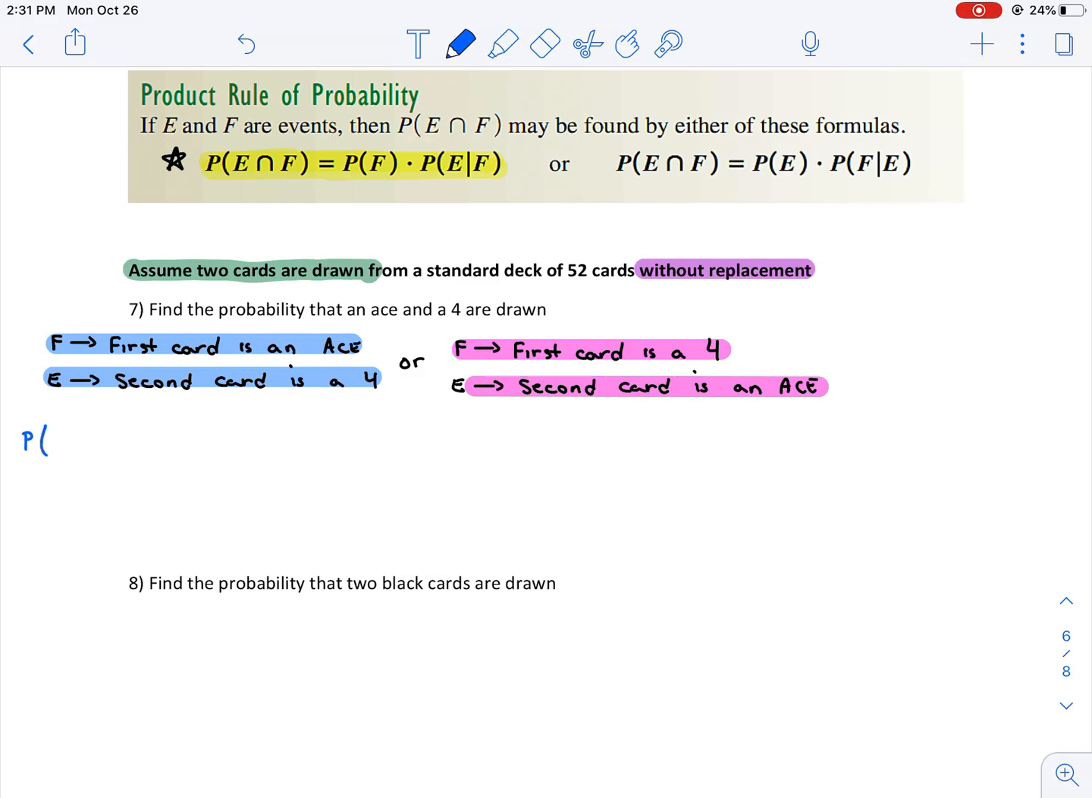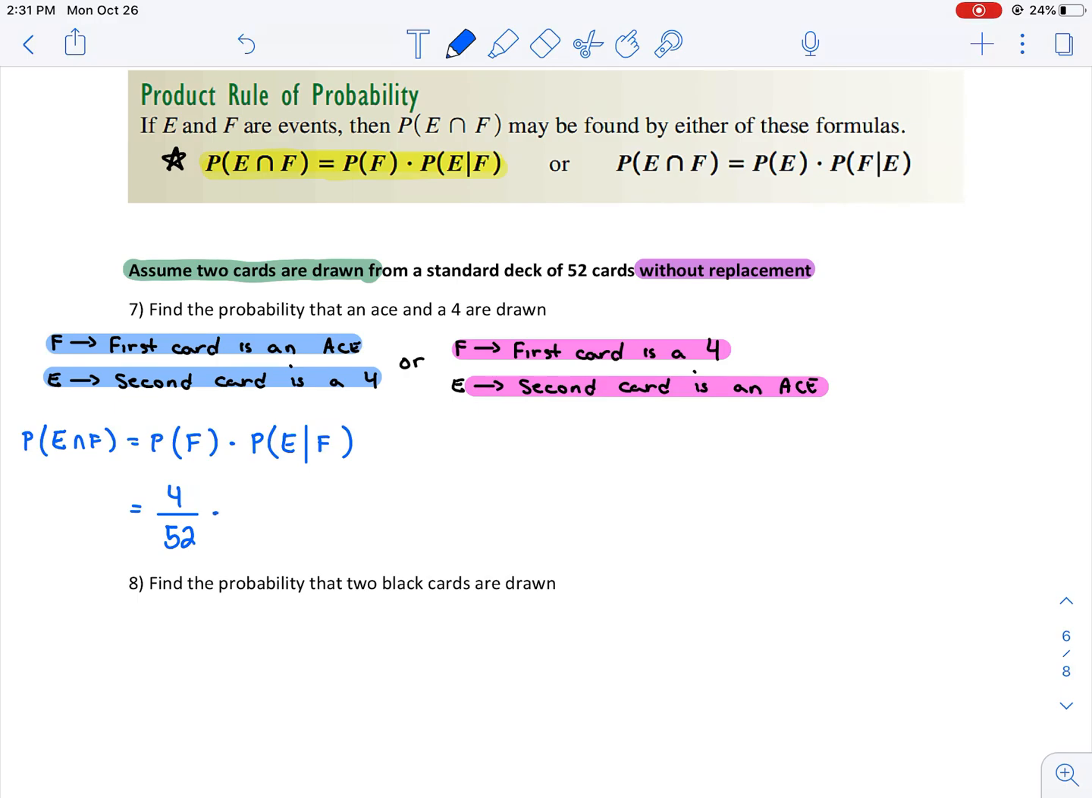The probability that an ace and a 4 are selected is the probability that the ace is selected times the probability that the 4 is selected given the ace has already been selected. All right, let's start with the probability of F. There are 4 aces in a deck of cards, so that will be 4 divided by 52, because all 52 cards are in the deck.